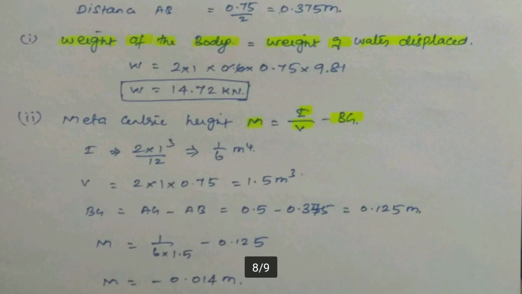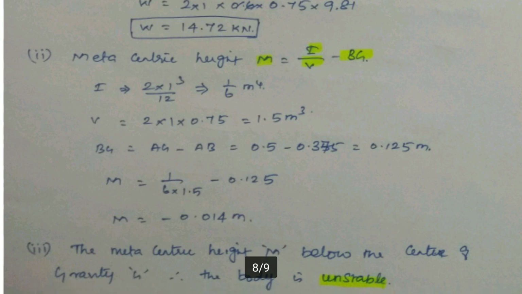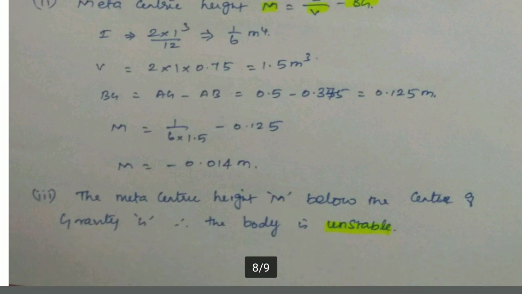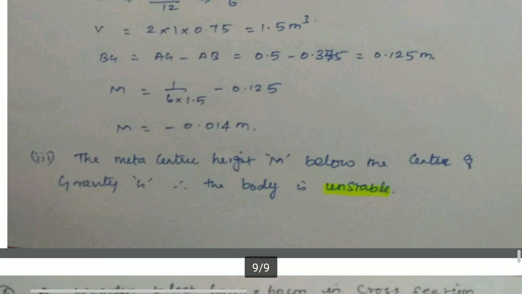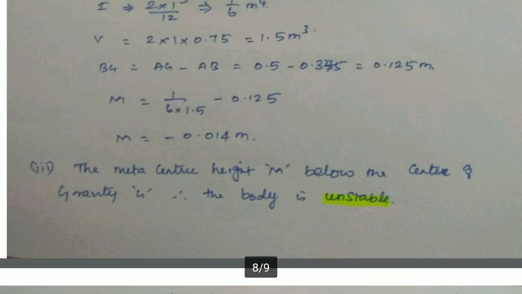Next, metacentric height GM equals I by V minus BG. Same way, substitute I equals BD cube by 12 and volume as area BD into h dash. So now the metacentric height you will get is minus 0.014 meter. And the third, they ask for a statement. The metacentric height M is below the center of gravity, that means the negative sign indicates the metacenter M is below the center of gravity, so the body is unstable.